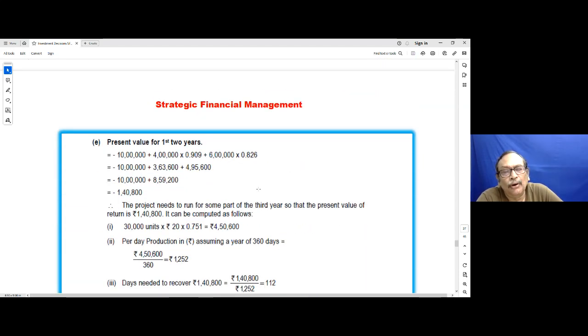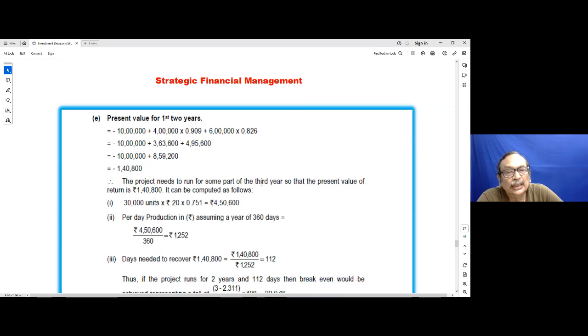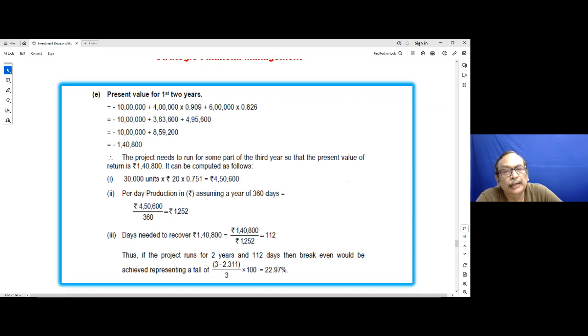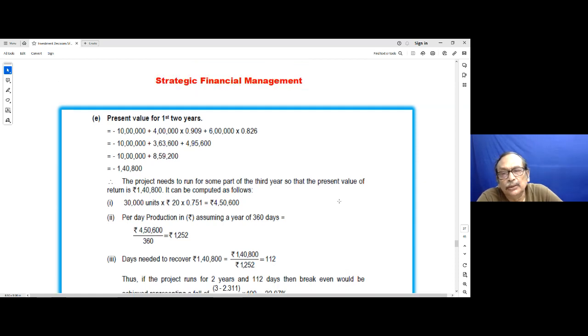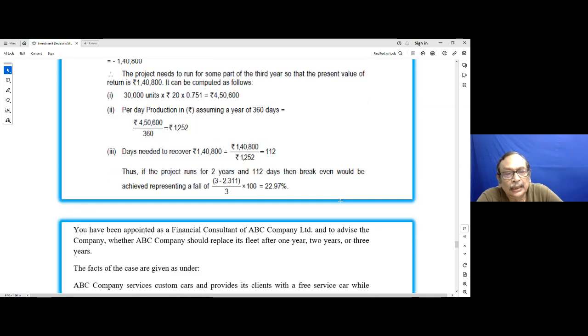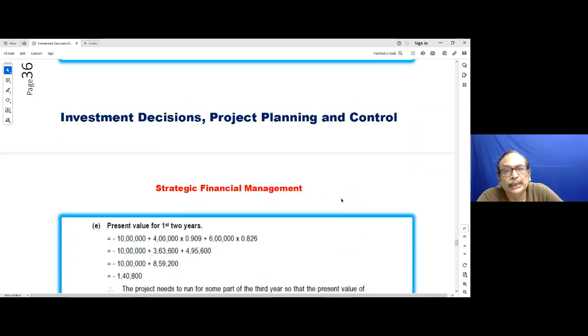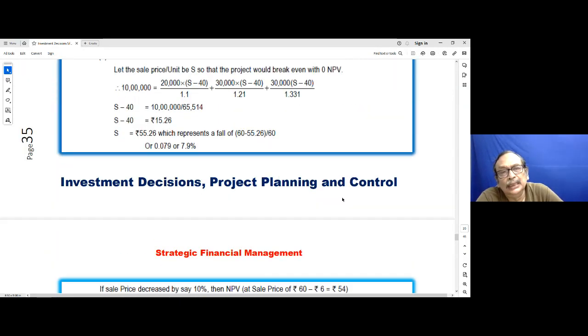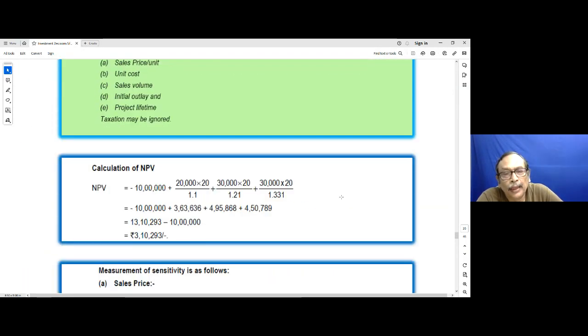Present value for the first 2 years, we get 1,40,800 negative. The project needs to run for some part of the third year, so that the present value returns is this and that. Then what we are going to see when we calculate the sensitivity, just have a look.